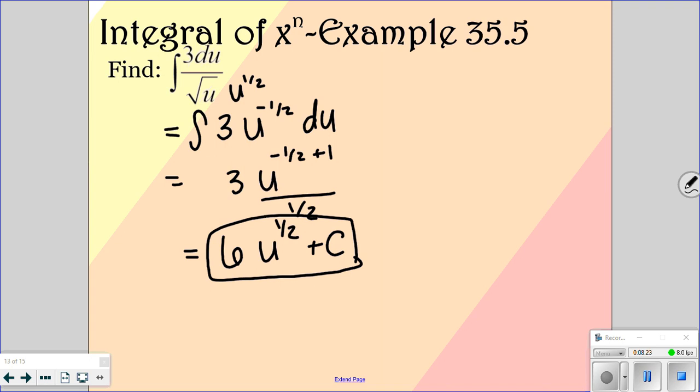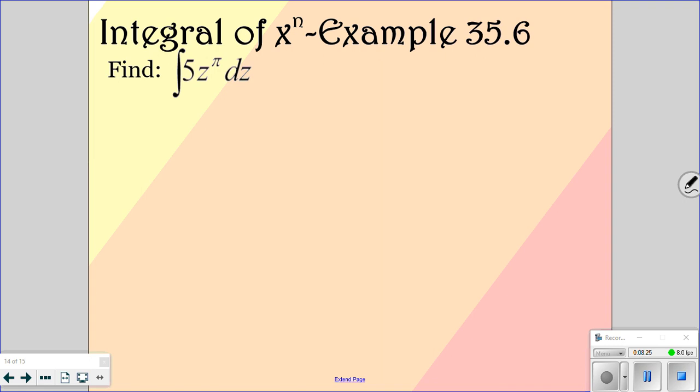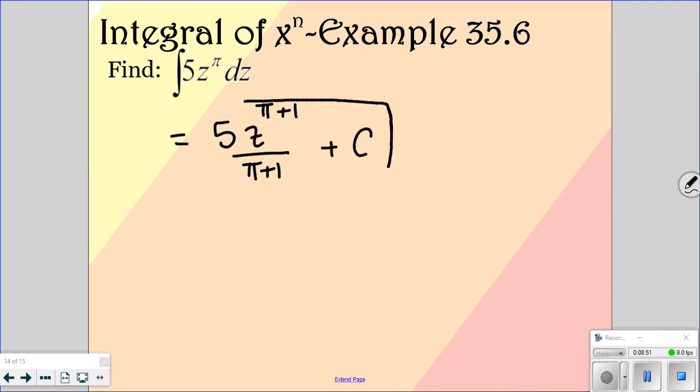Let's look at one more example. 5z to the pi dz. So see if you can integrate that one by yourself, and then I'll go over the answer. So for this one, you're going to say 5z to the pi plus 1 over pi plus 1. Can we simplify pi plus 1, really? No, so you just leave it like that, and then plus c. And that would be your answer.